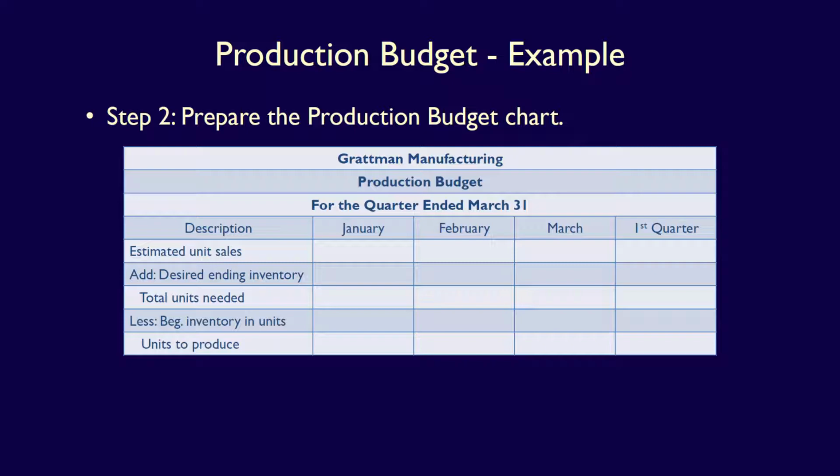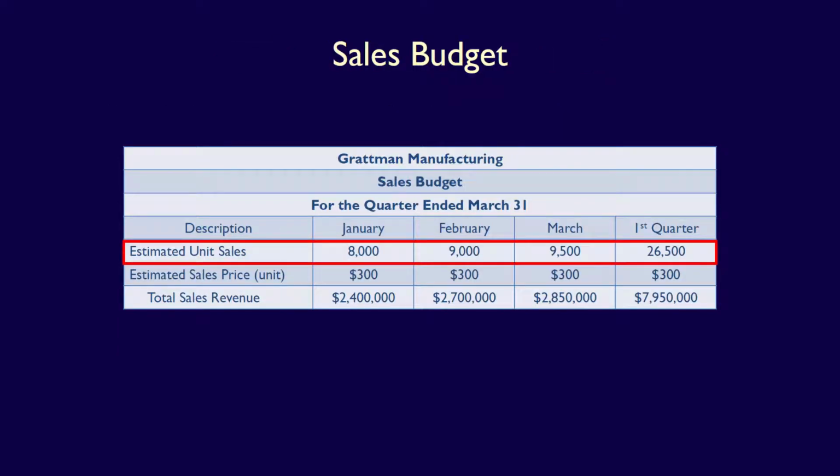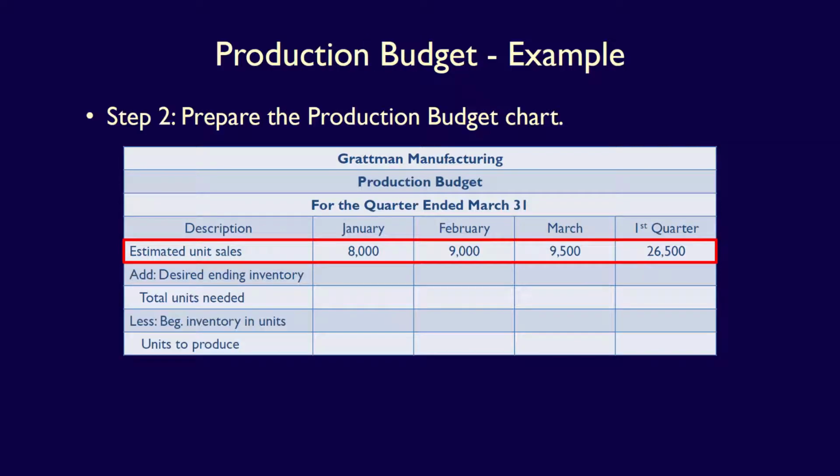We need to start by filling out the first row, the estimated unit sales, which we'll get from, of course, the sales budget we already completed. Note that we use the estimated unit sales, the first row, from the sales budget. We therefore use January, 8,000 units, February, 9,000 units, March, 9,500 units, and first quarter, 26,500 units. We'll transfer the information into the first row of our production budget, January 8,000, February 9,000, March 9,500, and first quarter 26,500. We now need the desired ending inventory.